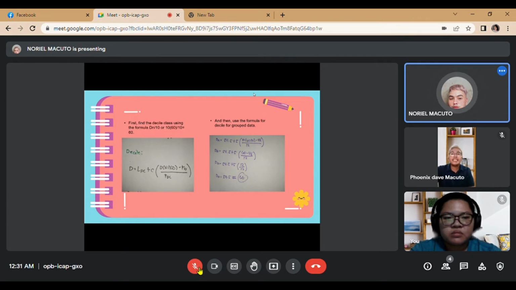Now let's start. 60 divided by 10 is 6. Then times 10, which is 60, minus 48 over 12. 12 divided by 12 is 1. 1 times 5 is 5, plus 54.5 is equal to 59.5, or if we round off, the answer is 60. And now the decile is 60.